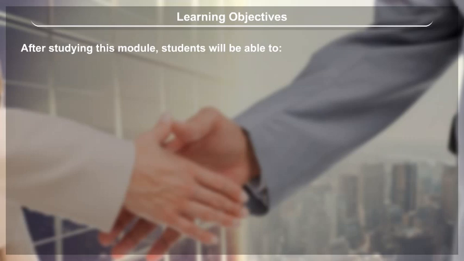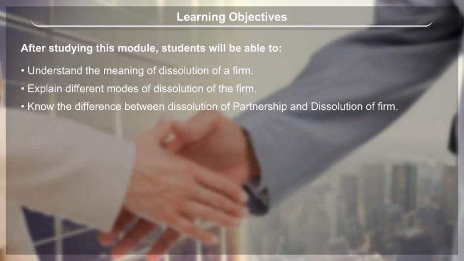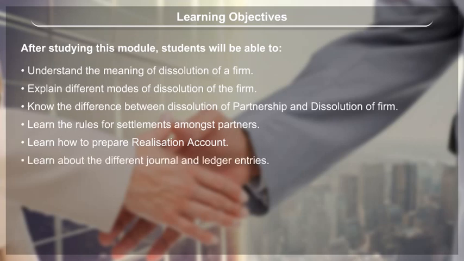Learning objectives. After studying this module, students will be able to understand the meaning of dissolution of a firm, explain different modes of dissolution of the firm, know the difference between dissolution of partnership and dissolution of firm, learn the rules for settlements amongst partners, learn how to prepare realization account, learn about the different journal and ledger entries.